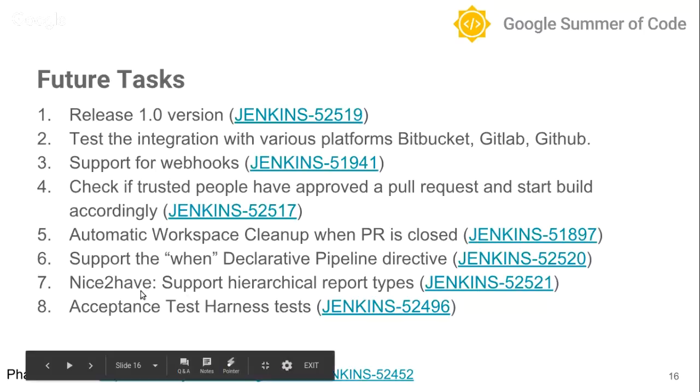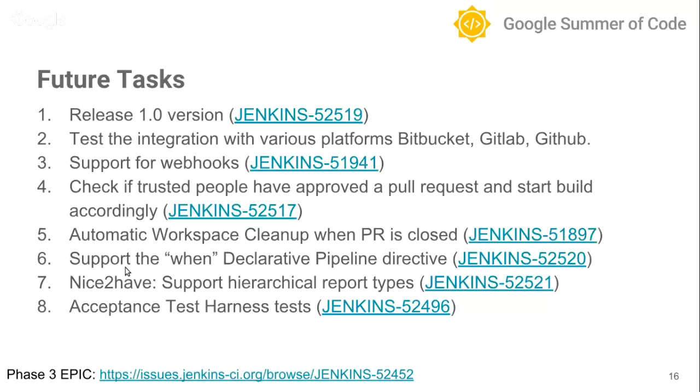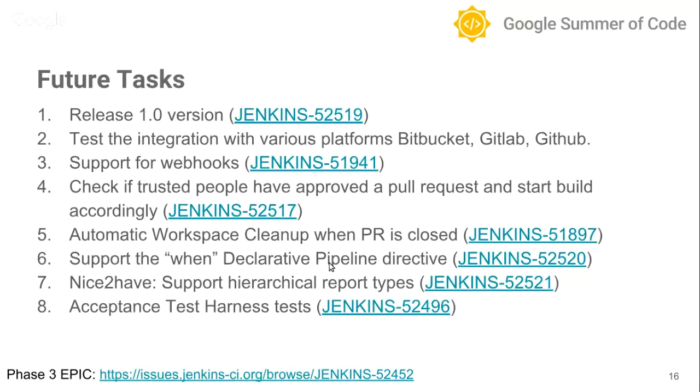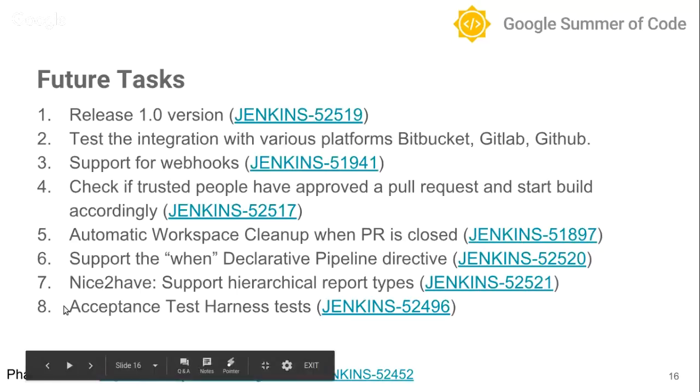And we want to have hierarchical report types in this. We have a section called reports in the Jenkinsfile.yml, but it only works for XML files, and it just makes use of the JUnit step. But there are more types of reports, so we want to support those also. And then I need to write an acceptance test harness test for this plugin.